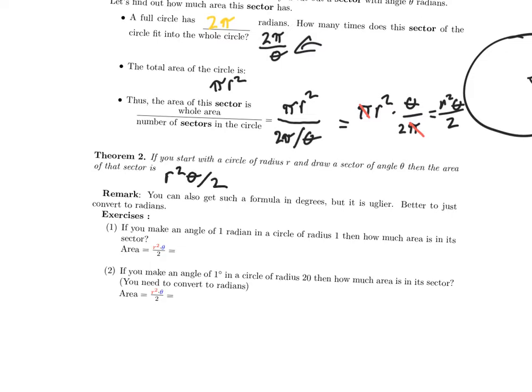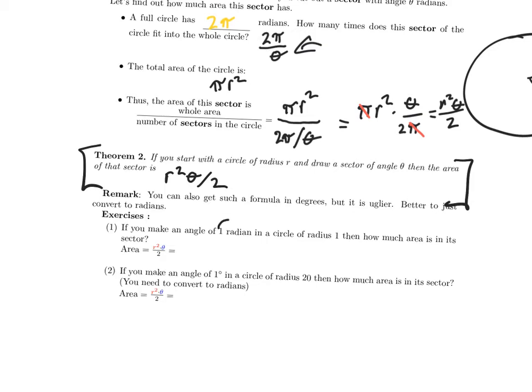Now all the stuff that we just did was the reason that formula is correct, but the main takeaway here is to remember this formula, because if you know it, then you can use it to make computations. That's what we'll try to do. Let's suppose you draw an angle of 1 radian inside of a circle of radius 1. Then how much area is in that sector?